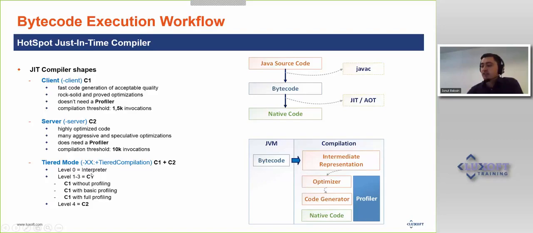The first level is the interpreter. It's the level the JVM starts in by default. Right after that, we switch into C1, and during the C1 phase we have many steps: C1 without profiling, C1 with basic profiling, C1 with full profiling. And after going through all of this, we get into C2.